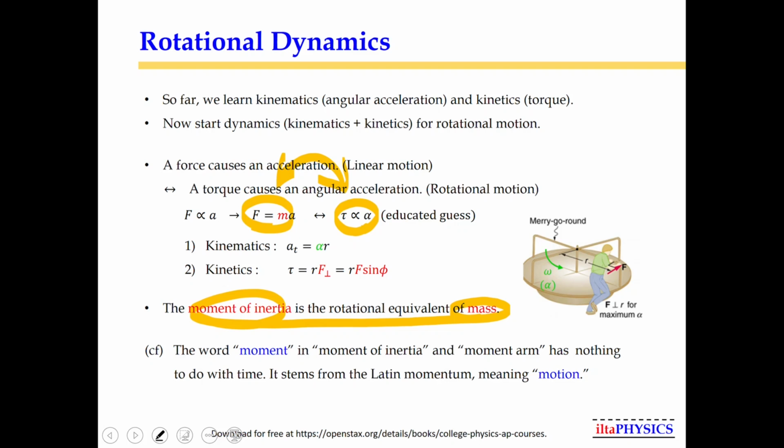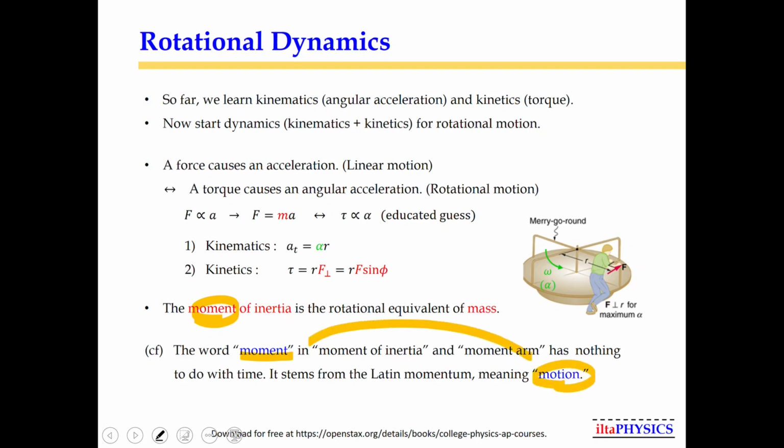The moment of inertia. Simply put, the moment of inertia is the rotational equivalent of mass. As the name suggests, inertia defines this quantity as a measure of how much an object resists rotation from a dynamics perspective. But isn't the word moment a bit weird? In moment of inertia, the word moment has nothing to do with time. It actually comes from a Latin root meaning motion.